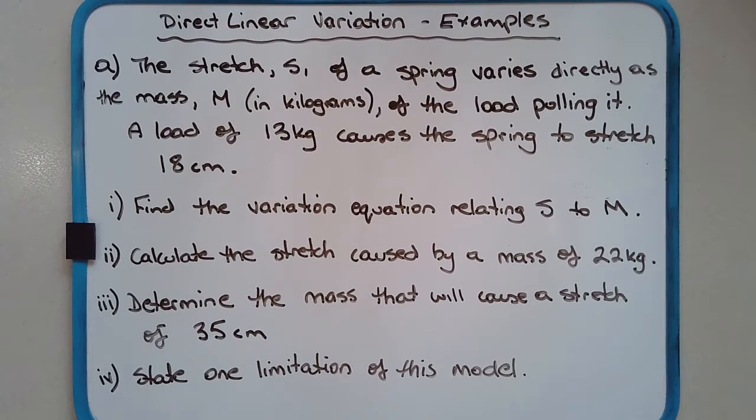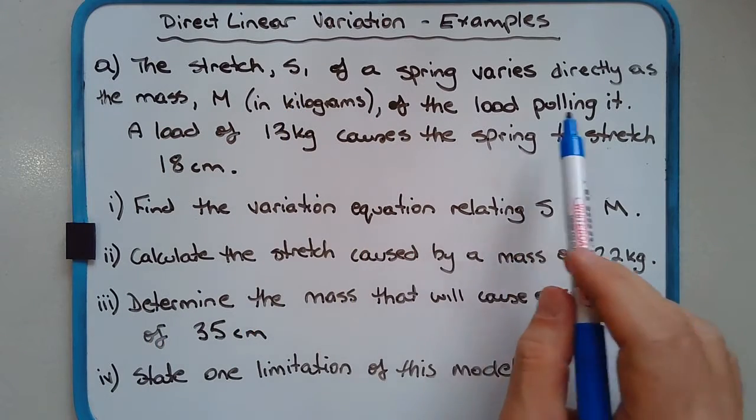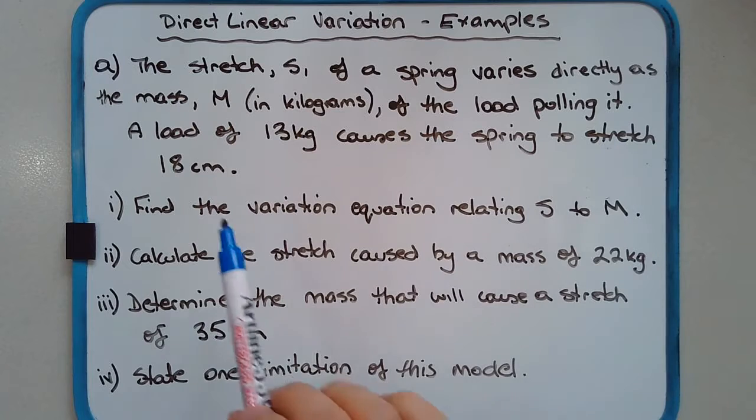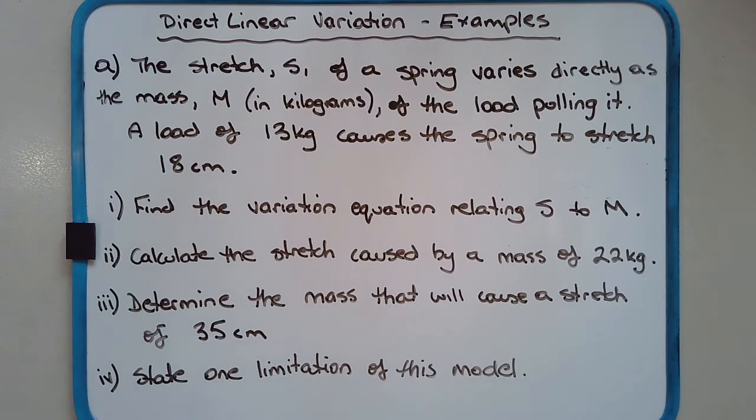Let's look at two examples of direct linear variation. Example A: the stretch S of a spring varies directly as the mass M in kilograms of the load pulling it. A load of 13 kilograms causes the spring to stretch 18 centimeters.